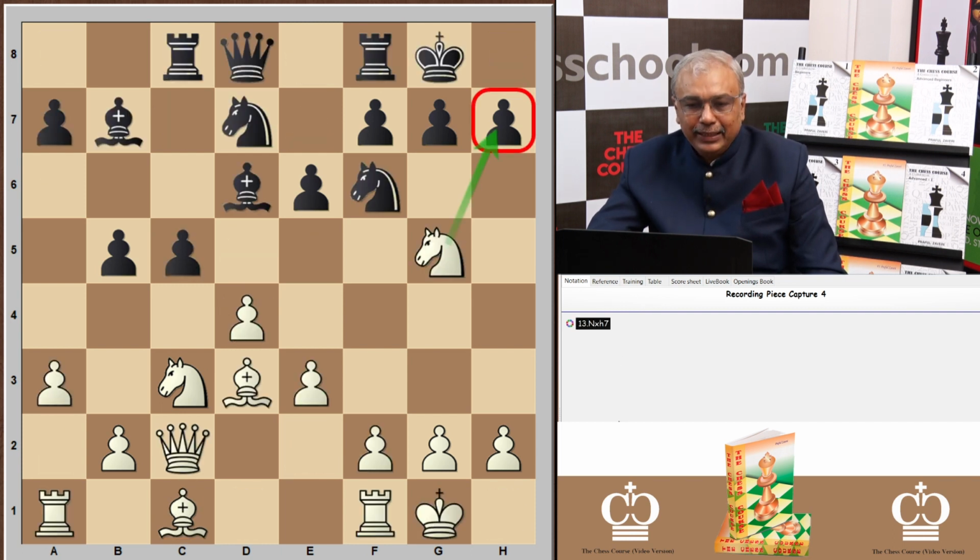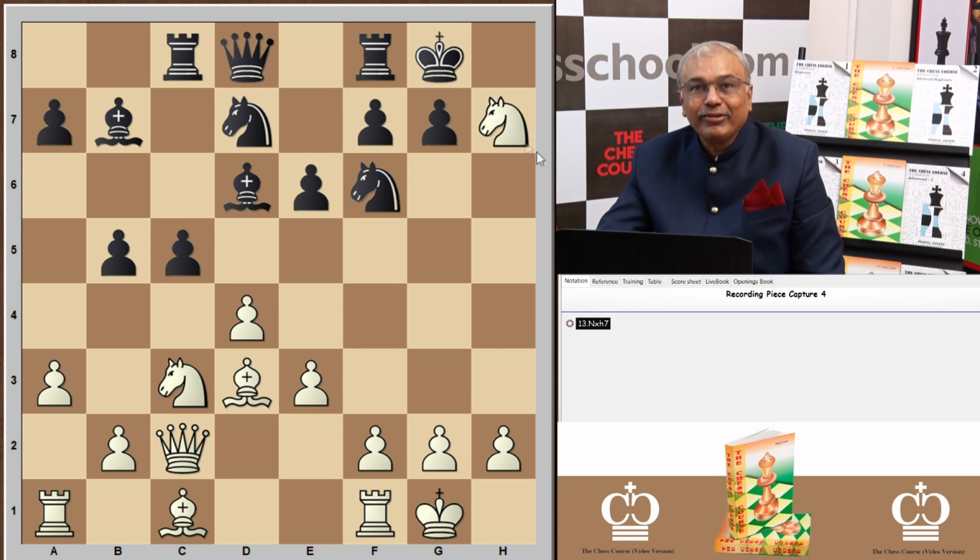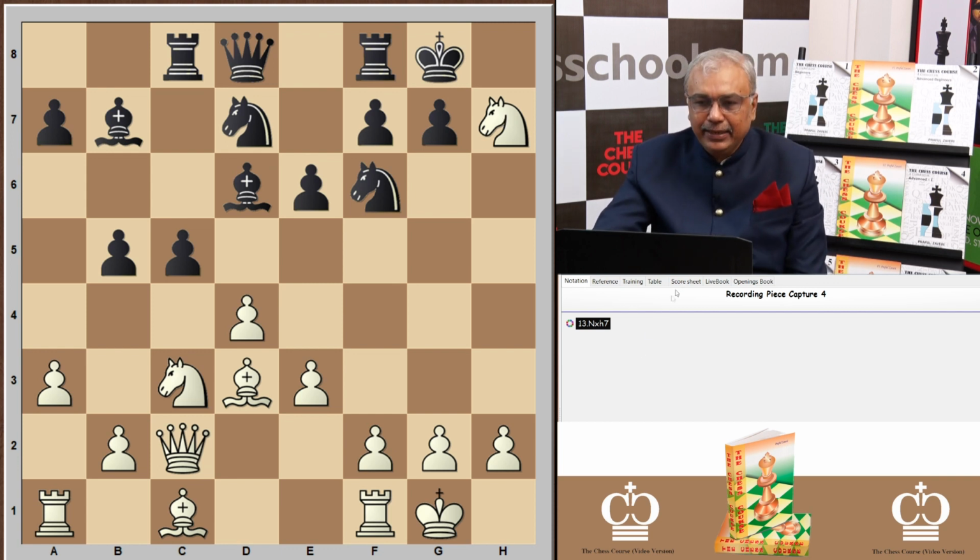Number 4, in this position, here it's the turn of white and he wants to capture this pawn of black on h7. The notation would be N captures h7. N stands for knight. x is the small sign which we will be inserting after N, and then h7 is the square on which the capturing has been done.